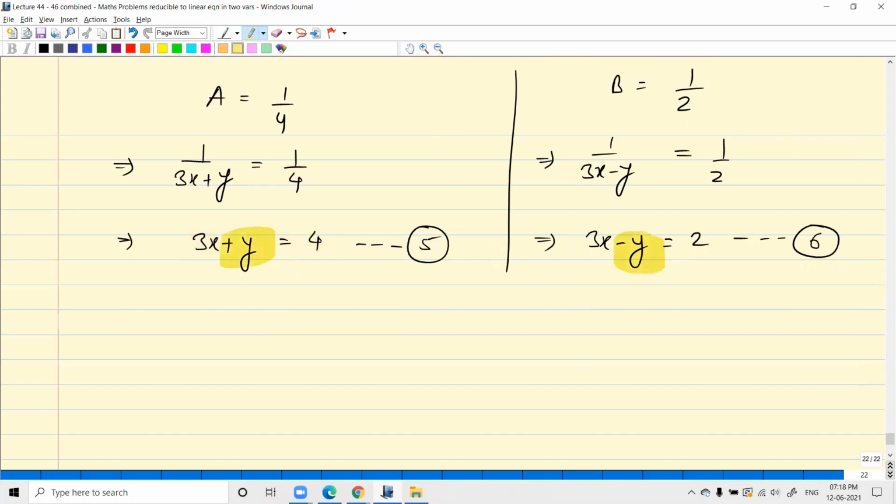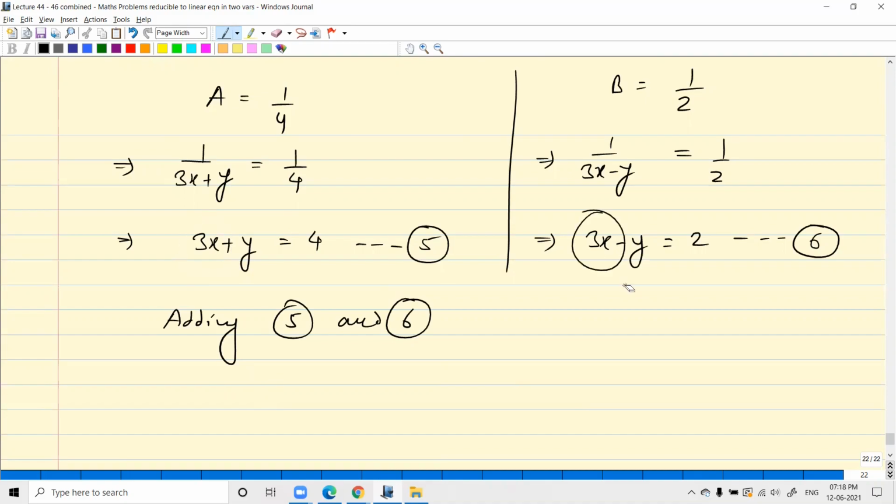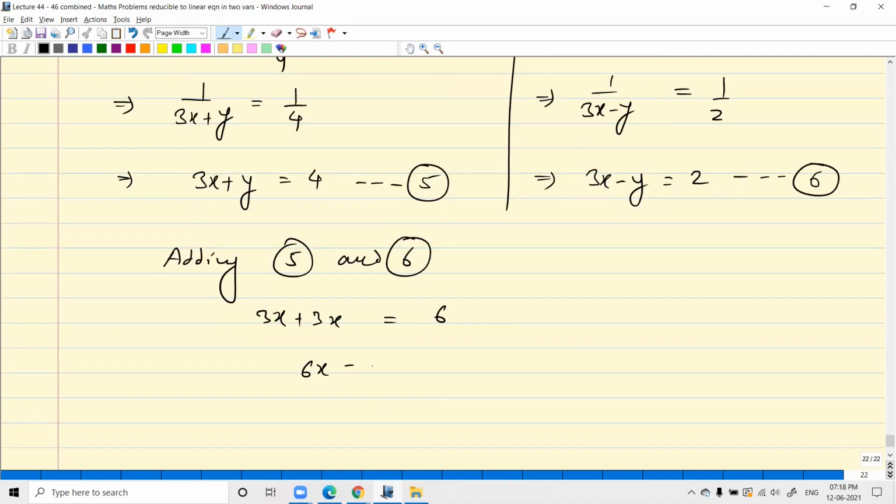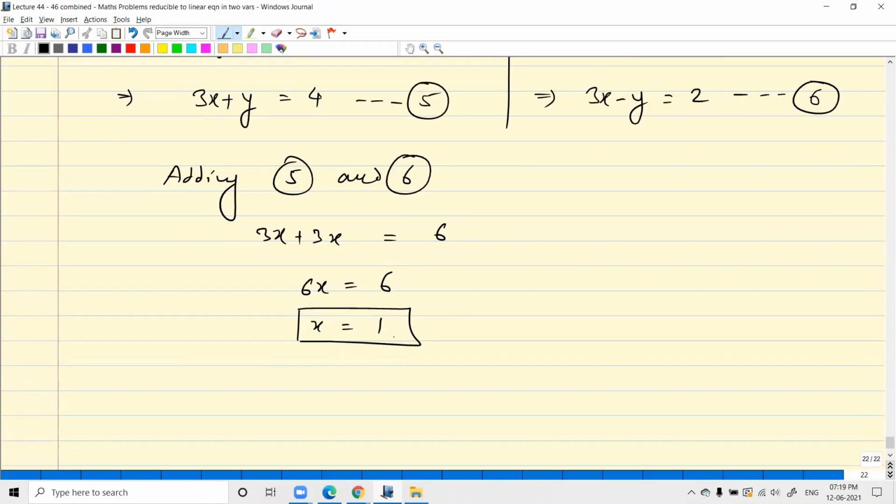See, there is a plus y and minus y. It will get easily eliminated, just adding 5 and 6. So it will become 3x plus 3x, that is 6x. And plus y minus y will get cancelled, and 4 plus 2 will become 6. So 6x is equal to 6, so x is equal to 1. Now substitute this in the fifth equation and you will get your y value.